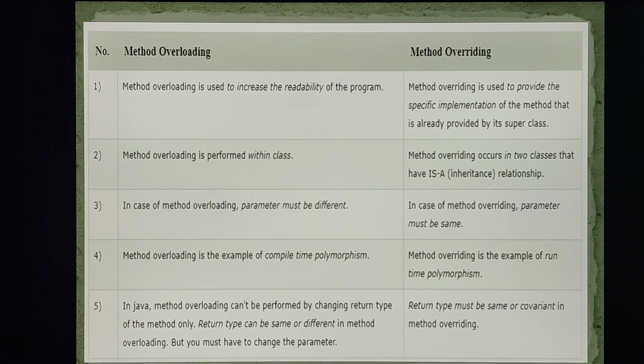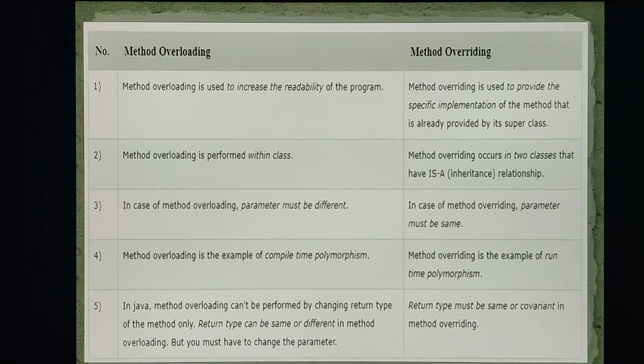Method overloading is an example of compile time polymorphism, and method overriding is the concept of runtime polymorphism. In Java, method overloading cannot be performed by changing the return type of the method only. The return type can be the same or different in method overloading, but you must change the parameters. Okay guys, I described all these things in the code as well. But in method overriding, the return type must be the same or covariant.